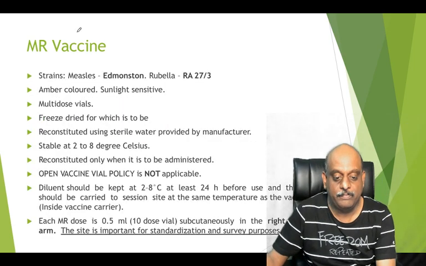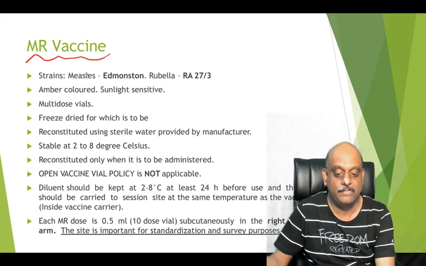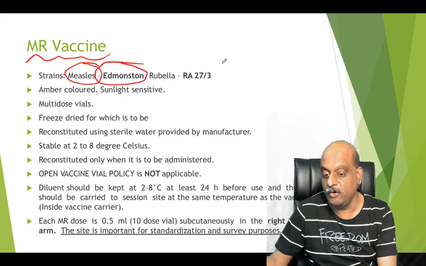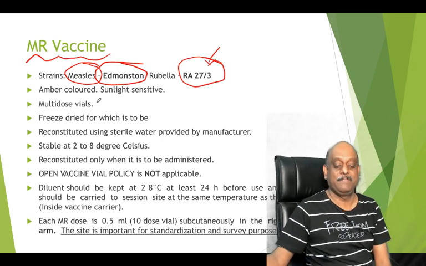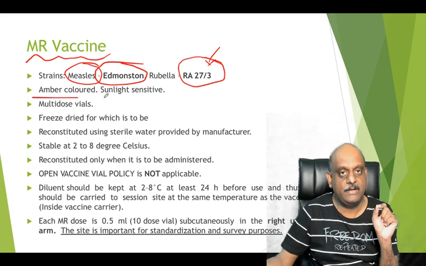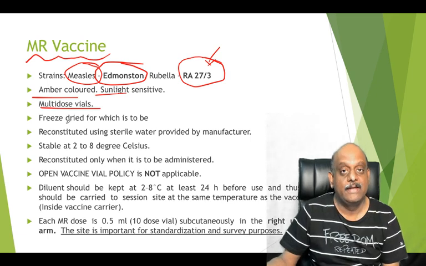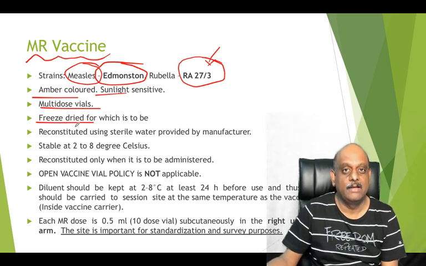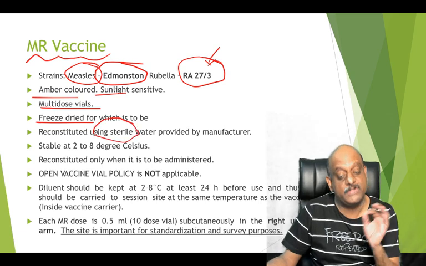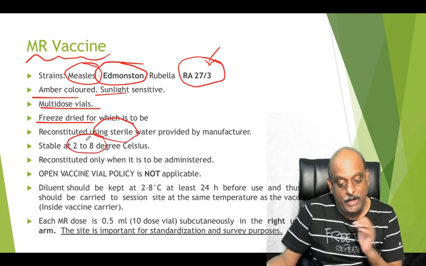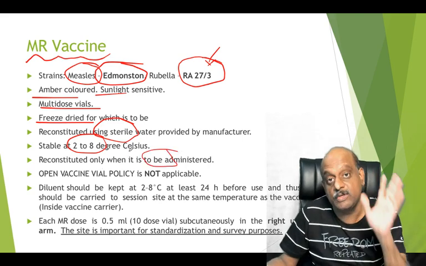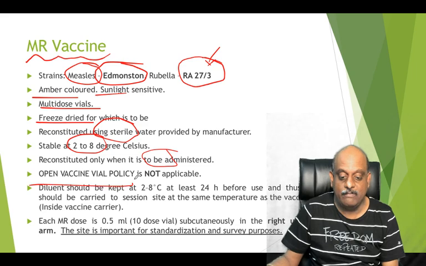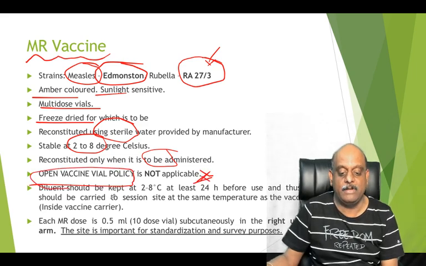That is the supplemental immunization campaign. Right now, in MR vaccine, measles, what is the strain? Edmonston Zagreb. Rubella, RA27/3. These are single liner MCQs. MR vaccine is amber colored, sunlight sensitive, multi-dose vials, freeze dried and reconstituted with sterile water, stable at 2 to 8 degrees, and it should be reconstituted only when it is to be administered. Open vaccine vial policy is not applicable.